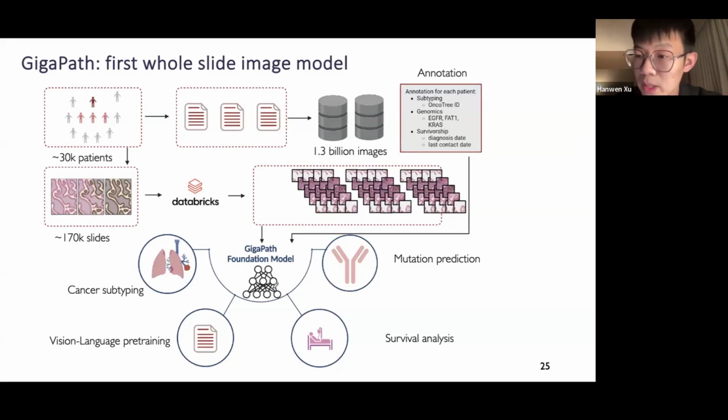And after that, due to the multi-modal feature of this dataset, we establish a wide range of downstream tasks, including subtyping, mutation prediction, surveillance analysis, and vision language pre-training. So I'll be talking about those tasks next.